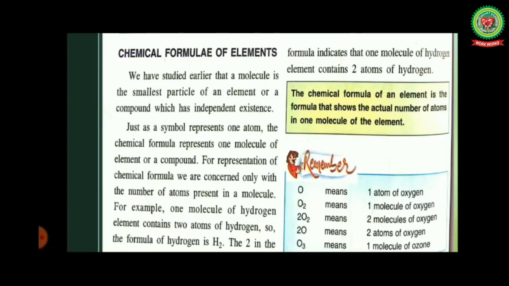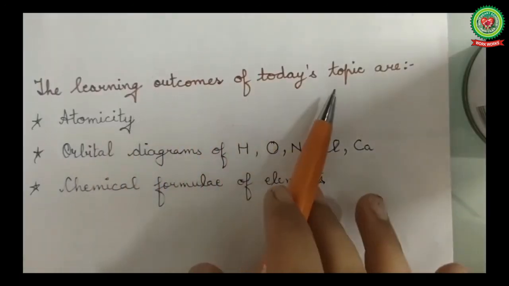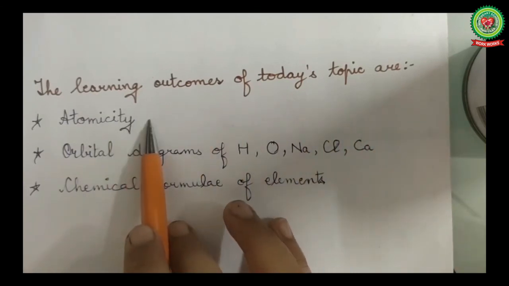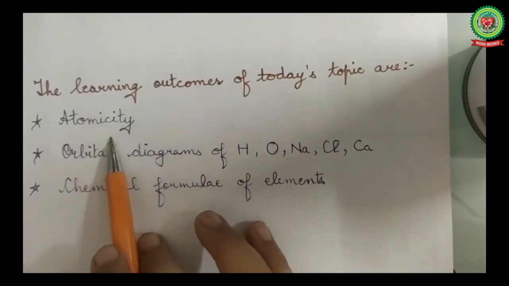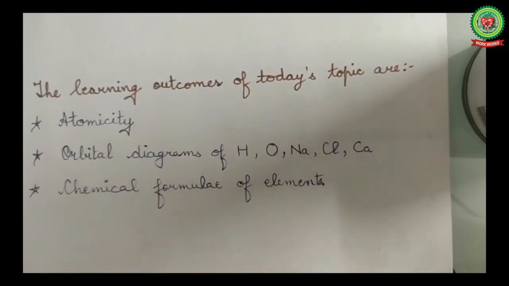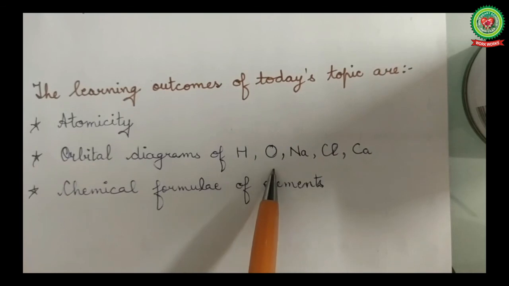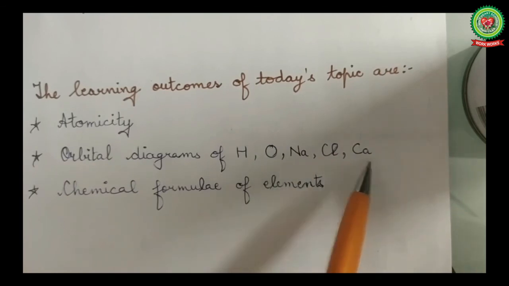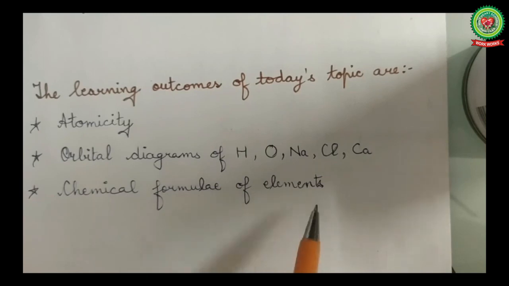2O2, here 2 in the front indicates 2 molecules of oxygen, and 2O indicates 2 atoms of oxygen. O3 means one molecule of ozone. The learning outcomes of today's topic are: what is atomicity? Molecules can be categorized on the basis of atomicity, that is monoatomic, diatomic, triatomic, tetraatomic molecules. Then next we have done orbital diagrams of hydrogen, oxygen, sodium, chlorine and calcium, and last we have done chemical formulae of elements.